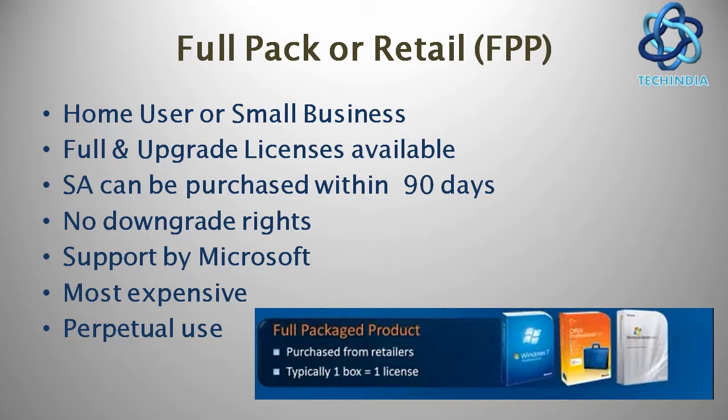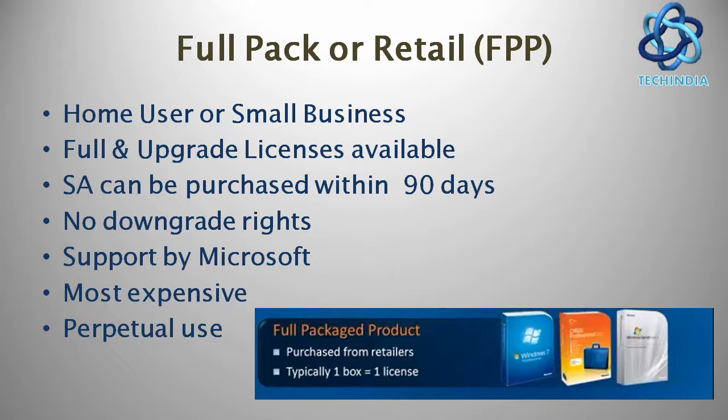It is mainly used for home users and small business purposes. It has an option of upgrading the licenses. That means you can upgrade the operating system. So you can buy SA, software assurance, within 90 days. What do we mean by software assurance? After buying a license, you can buy software assurance within 90 days. Then the agreement will be available for up to 2 years.